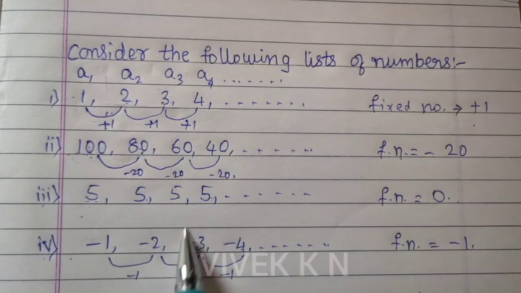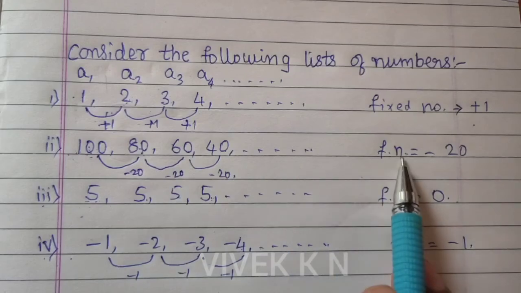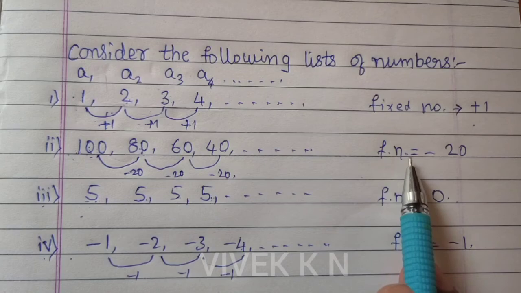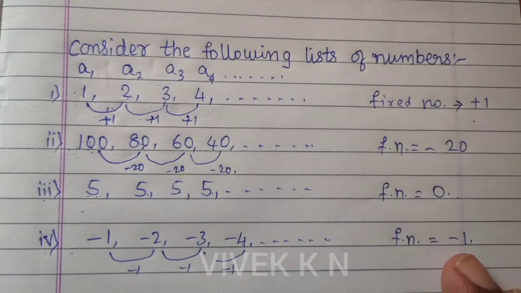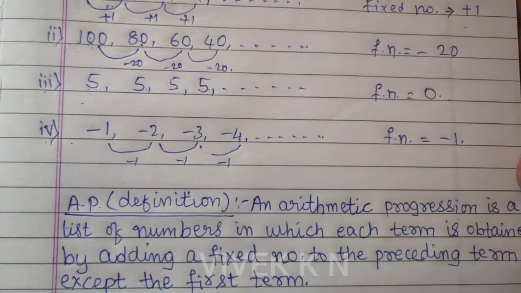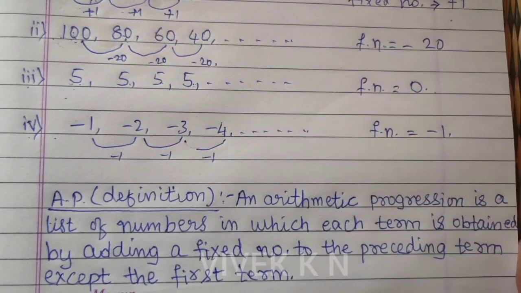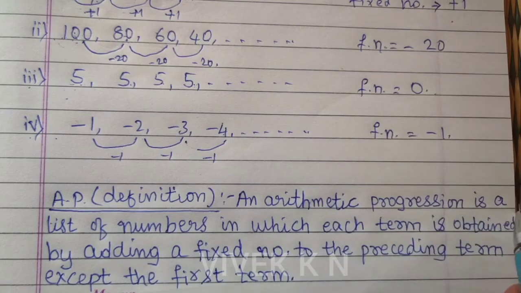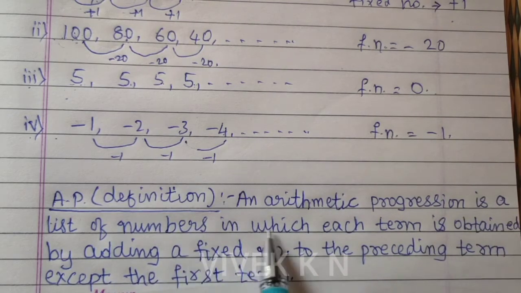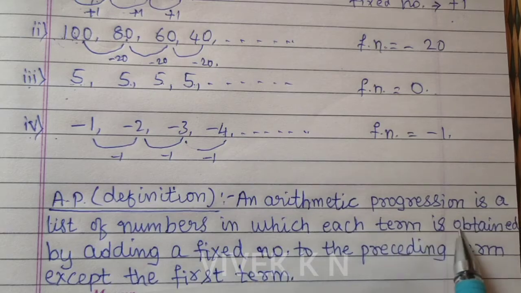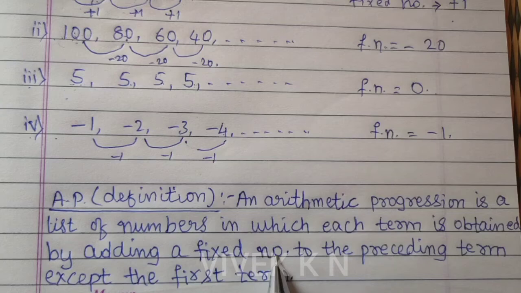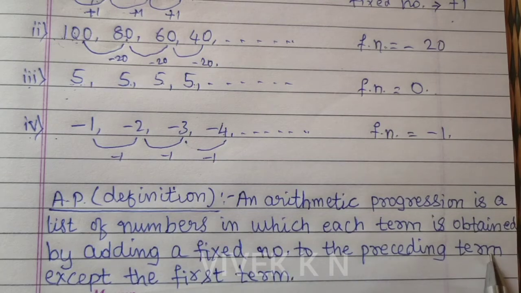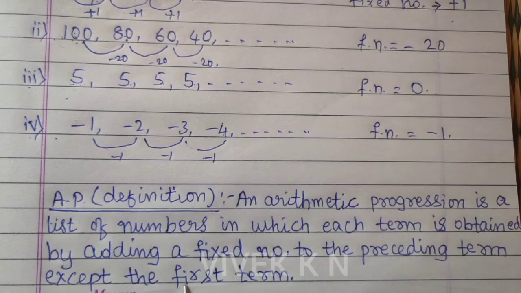Such a list of numbers is said to form an arithmetic progression. So now let us define the arithmetic progression. Here see, an arithmetic progression is a list of numbers in which each term is obtained by adding a fixed number to the preceding term except the first term.